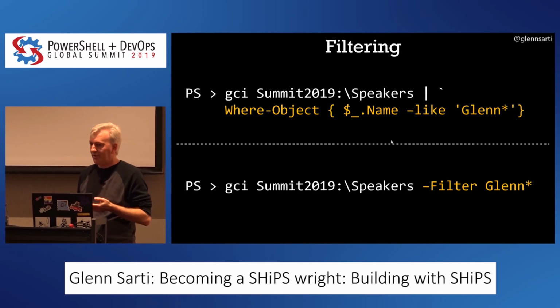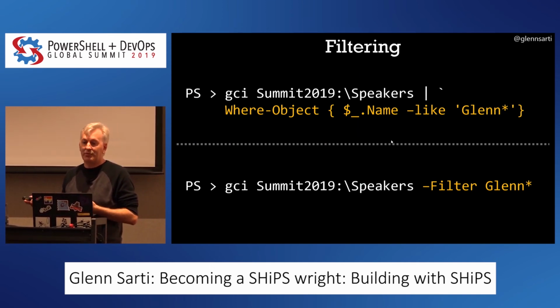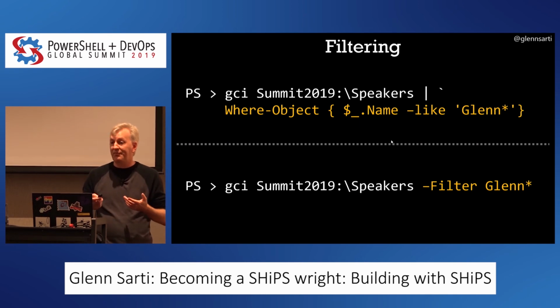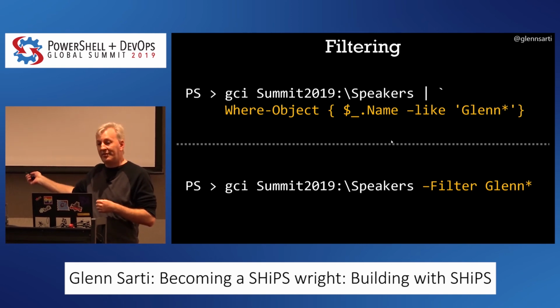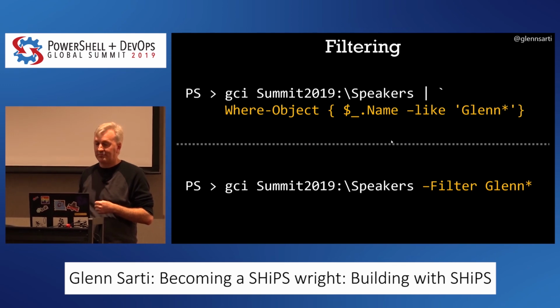You're probably already used to using the pipeline to filter, but sometimes it's preferable to do the filtering at the provider level. So SHiPS supports filtering on the SHiPS directory object. Here I'm getting all the speakers and using the filter of Glenn. The top one will be using the pipeline, and the bottom one is an example using SHiPS filtering.